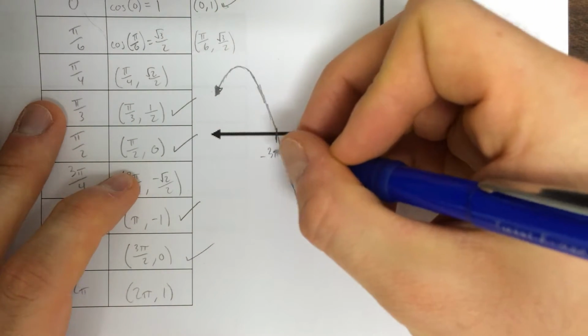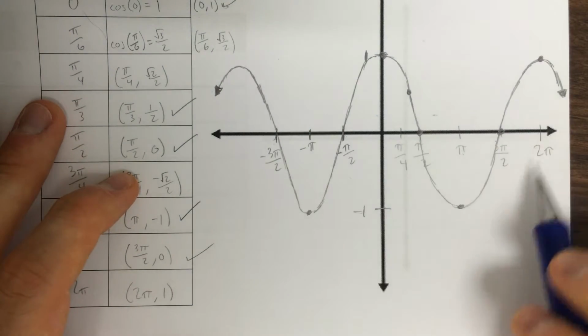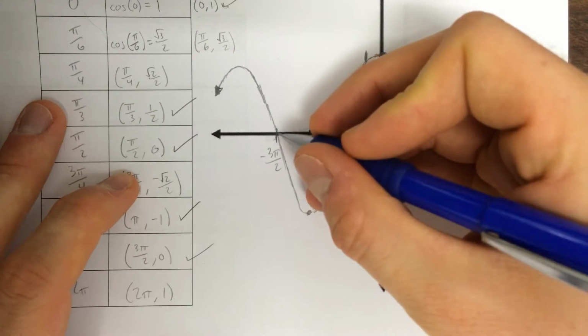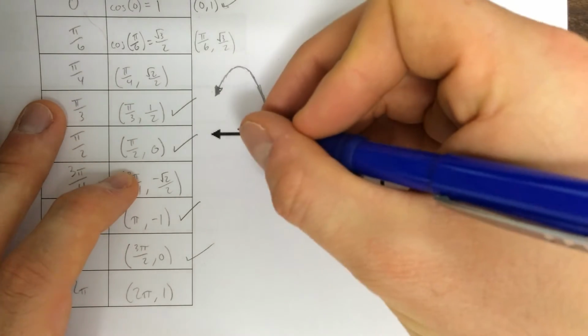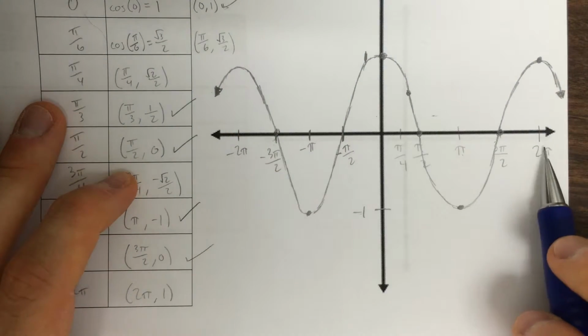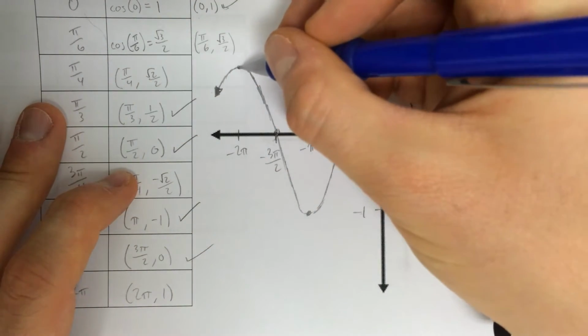Negative 3 pi over 2 would be here. Well, that's coterminal with pi over 2. If I start here, negative 3 pi over 2 is coterminal with pi over 2. Those are both 0. And then this would be negative 2 pi. Negative 2 pi is coterminal with 2 pi. The function value of 2 pi is 1. The function value of negative 2 pi is 1.